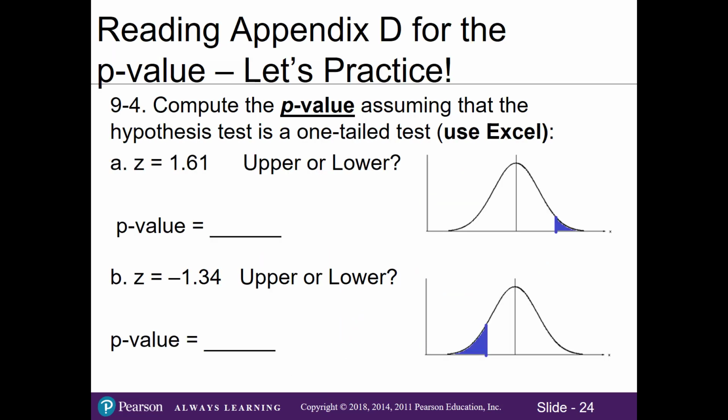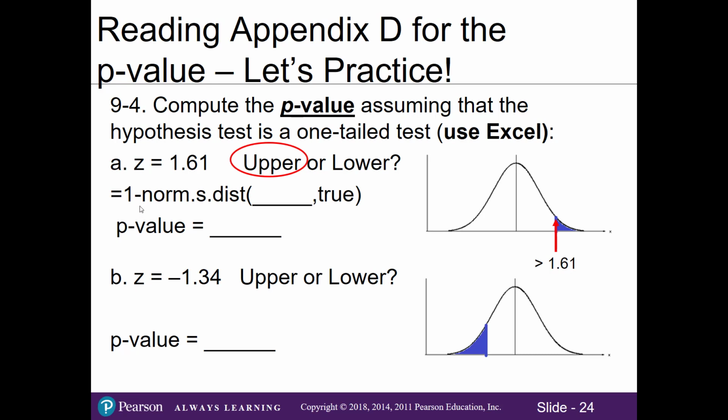Let's go ahead and do problem 4. We're going to compute the p-value, assuming that the hypothesis test is a one-tailed test. And we're actually going to use Excel. So in part A, our z-value is 1.61. Since it's a positive value, we know we're going to be in the upper region. So this is an upper one-tailed test. If I draw my z-value, we can imagine it to be right here at 1.61. But I want to know the actual p-value, or the shaded blue area right here.